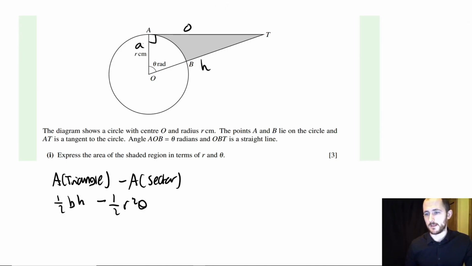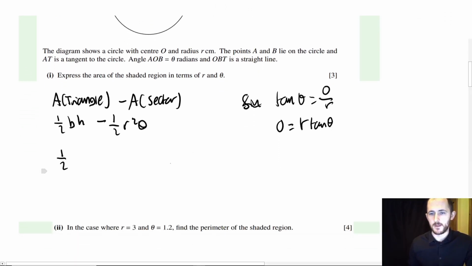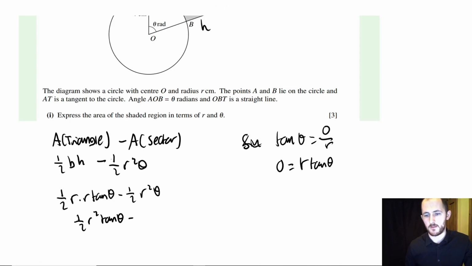So what we can do is we can say that because we want the opposite and we have the adjacent, then we're going to have tan theta equals opposite over r. So the opposite side is just r tan theta. I promise I'll write this a bit neater. So now we have a half, let's put the r first here. So r times r tan theta minus a half r squared theta. So what we can do here is make it a half r squared tan theta minus a half r squared theta. It doesn't say to simplify it at all, so we don't have to do anything, but you can factorise out the half r squared if you really want to, but you don't have to.